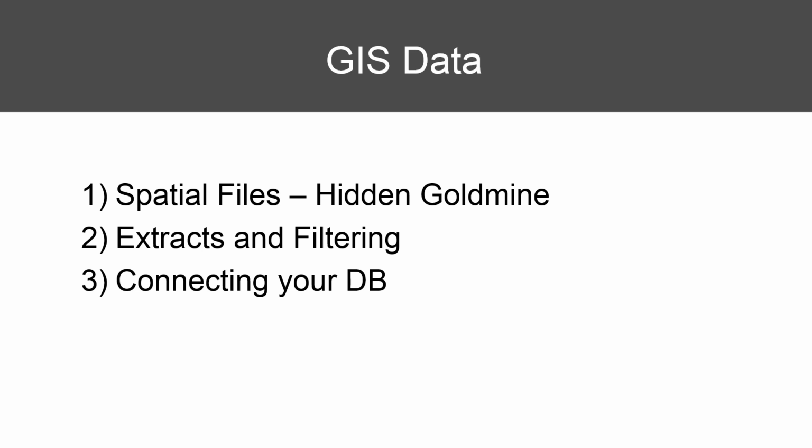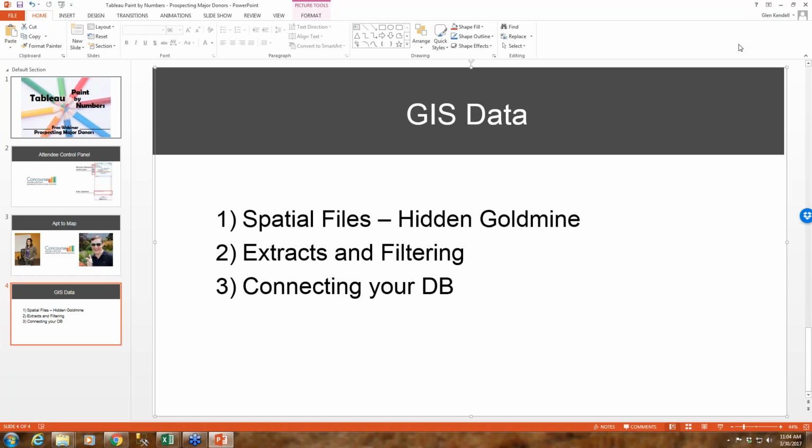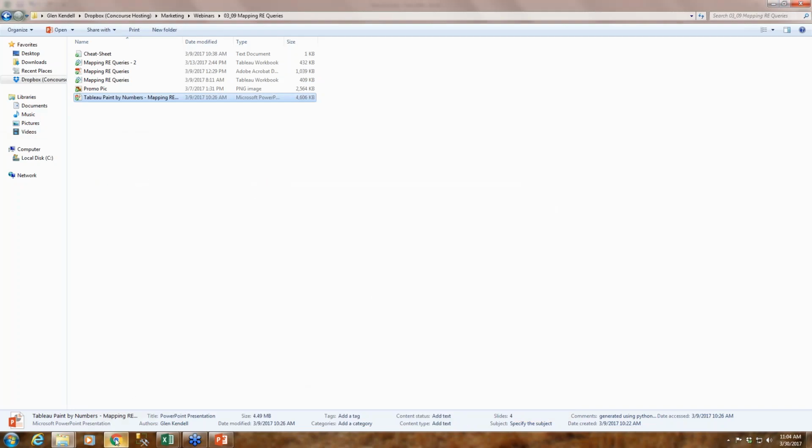So we'll talk about the spatial files, where you can get that data, what's in that data, and then talk a little about Tableau extracts and filtering. Because there is so much data you'll be working with, this is an important thing to be able to just work with the data and manage it. And then, of course, it's going to be even more useful if you can connect it with your actual gift data, kind of put the two together. All right. That's what we're going to be covering today.